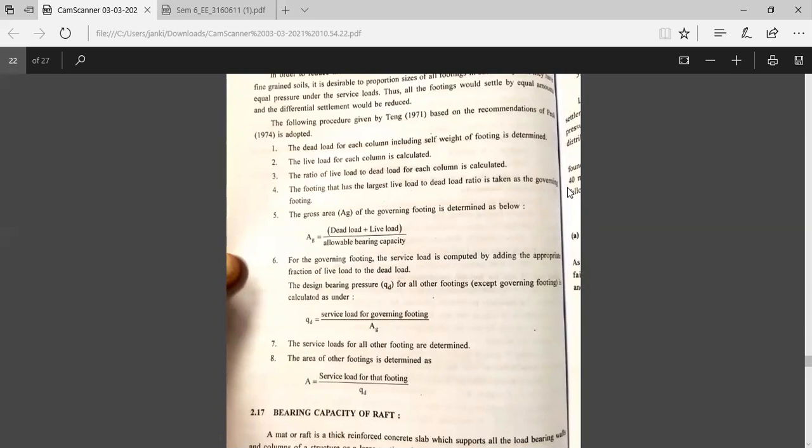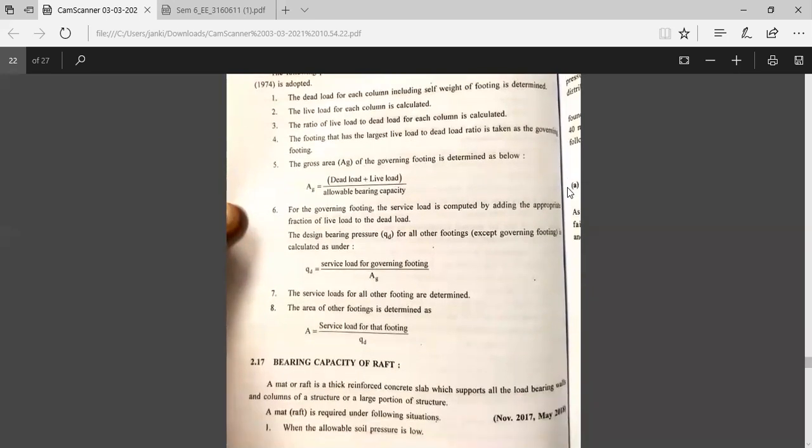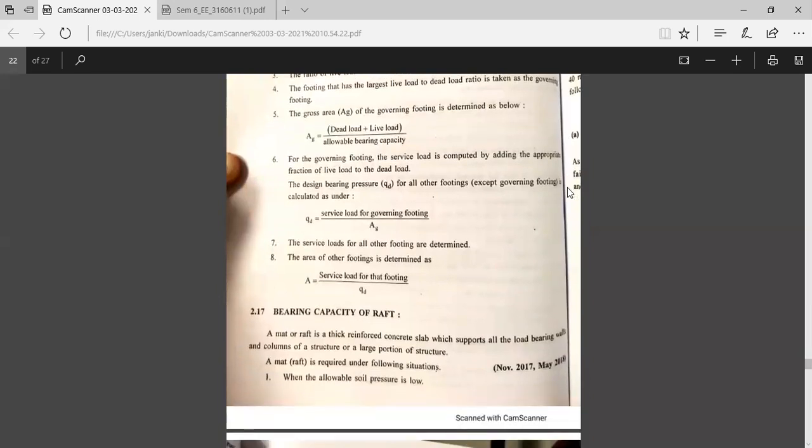capacity. For the governing footing, the service load is computed by adding the appropriate fraction of the live load to the dead load. So the design bearing pressure for all the other footings is calculated as QD equal to service load for the governing footing divided by AG. Service loads for all other footings are determined. The area of each other footing is determined as A equal to service load for that footing divided by QD.